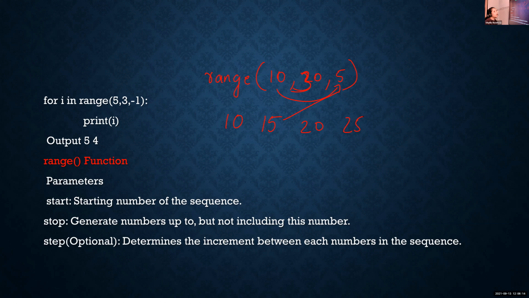Is it clear, Anil? Yes, ma'am. Okay. Any doubt? Anyone? Is it clear for you? Is it okay? Okay. Then write another question. Range 10 comma 20 comma 2.